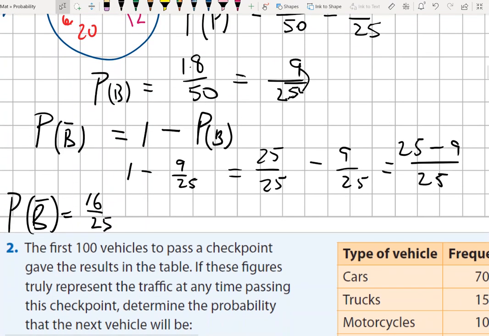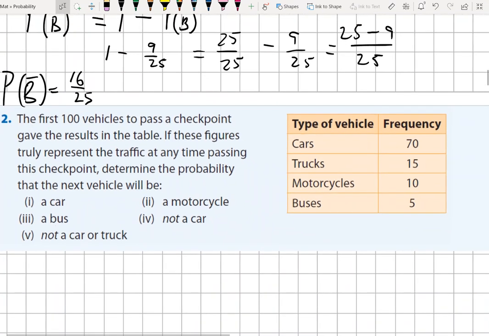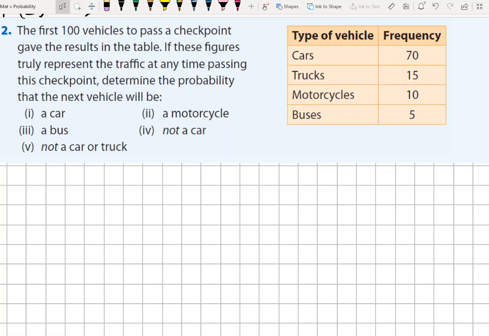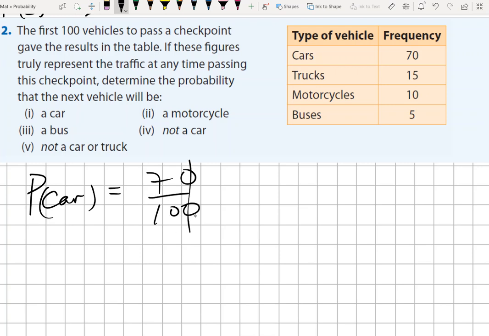Your next question is question 2. So we're given a sample space here. No, it's not a sample space. There's 70 cars, 15 trucks, etc. What's the probability of a car? The probability of a car is 70 over 100, which is 7 over 10.